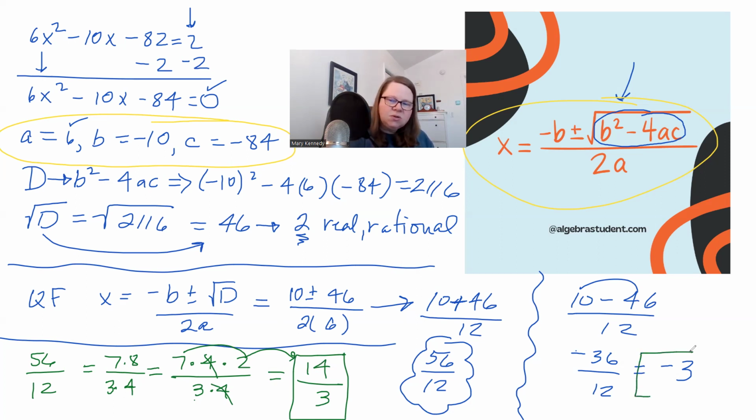So our two solutions are 14/3 and -3. Those are our two real rational solutions. No square root in those answers.